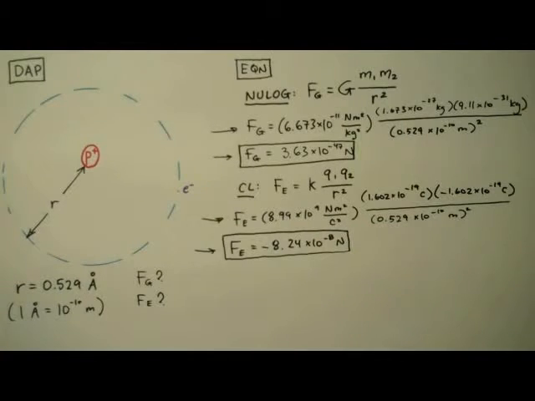Negative? What does this negative sign mean? This negative sign tells us that it's an attractive force. If it were positive, it would be repulsive. You see, the electric force, unlike the gravitational force, can be either.